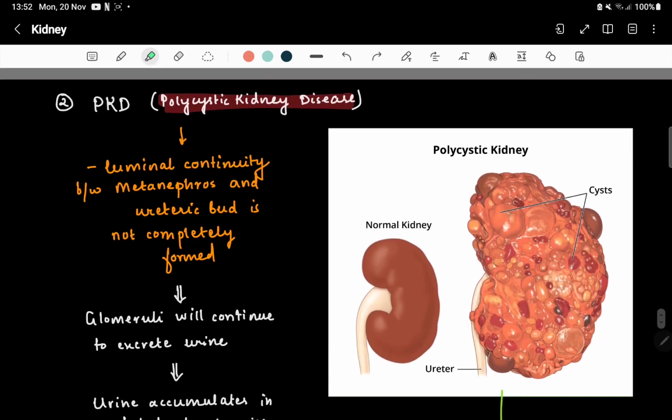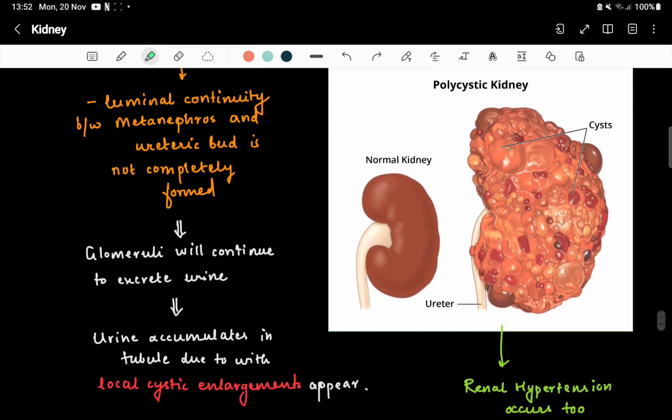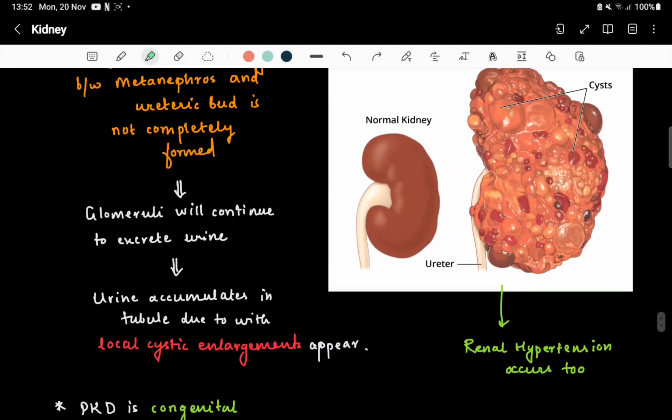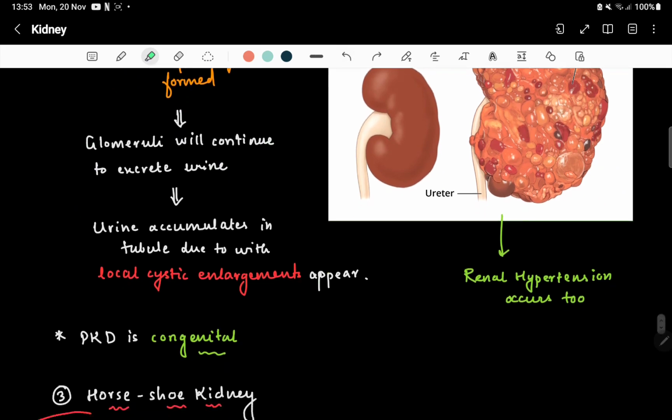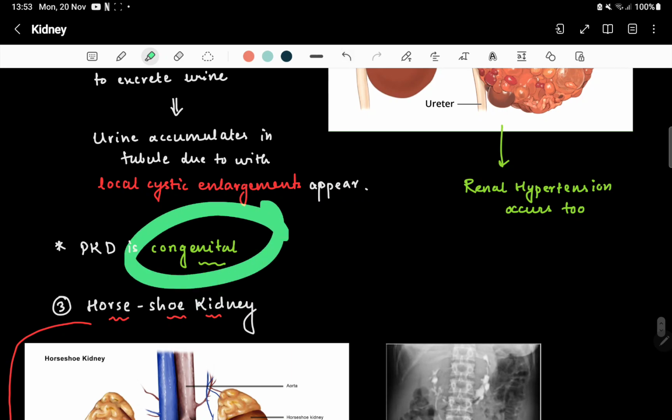Polycystic kidney disease occurs if there is a lack of luminal continuity between the metanephros and the ureteric bud. This is the embryological origin, which you will read a bit more in your embryology. I will discuss the embryology of the kidney after finishing the pelvic part. The glomeruli continue to excrete urine, and this urine accumulates in the tubule, with which local cystic enlargement will appear. This PKD is a congenital disorder.